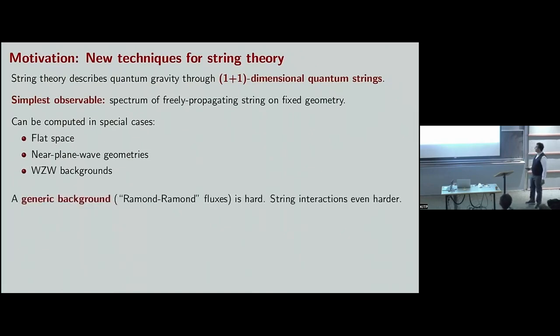However, if you want a generic background in string theory, some generic geometry, and in particular, the geometries that you have heard about before, like AdS5, AdS4, that were mentioned in previous talks, this is very hard. And the reason is that they have very non-trivial Ramond-Ramond fluxes. So if you try to describe this worldsheet model as a CFT, that won't be a local theory. So we have to do something else. And this is just the spectrum. If you wanted to study string interactions, like splitting and joining of strings, that would be even harder.